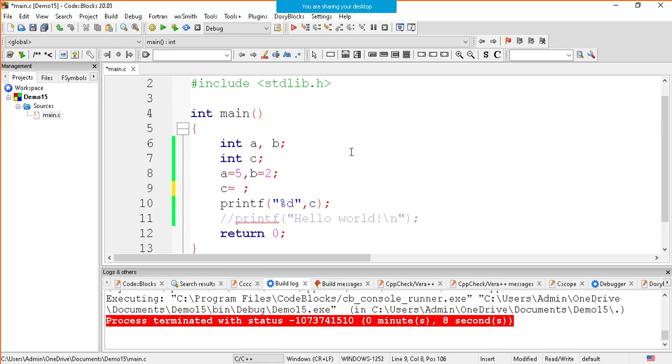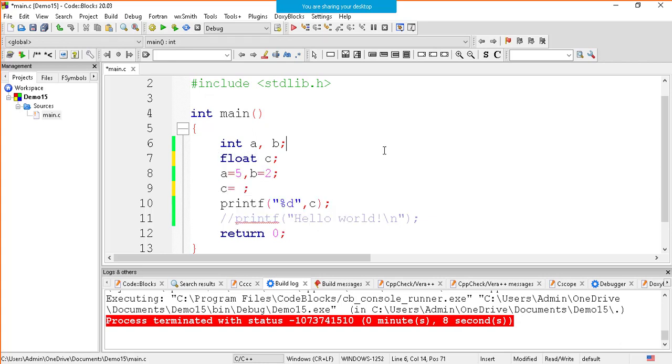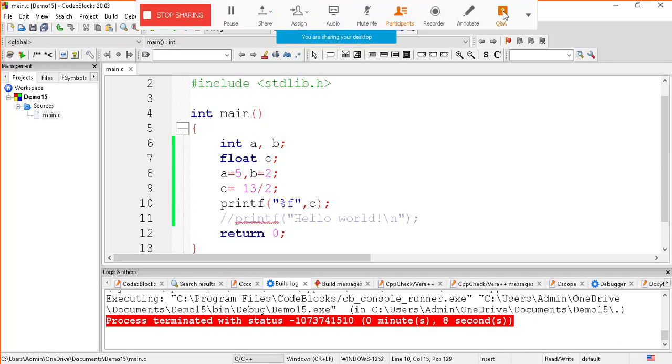For example, friends, suppose again my C is a float, just for your understanding, and let's say I'm writing here 13 by 2. For example, rather than A and B, I have written 13 by 2. So now, what do you expect as an answer? Anyone? What do you expect as an answer?